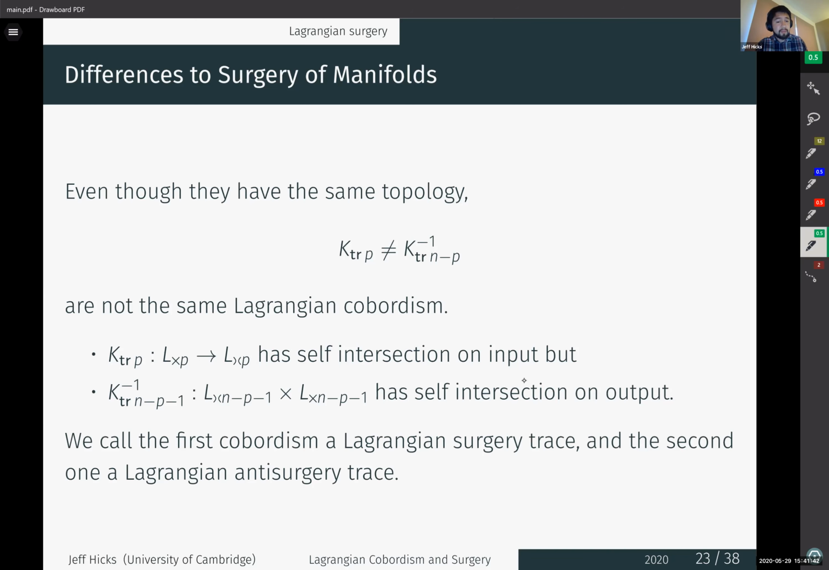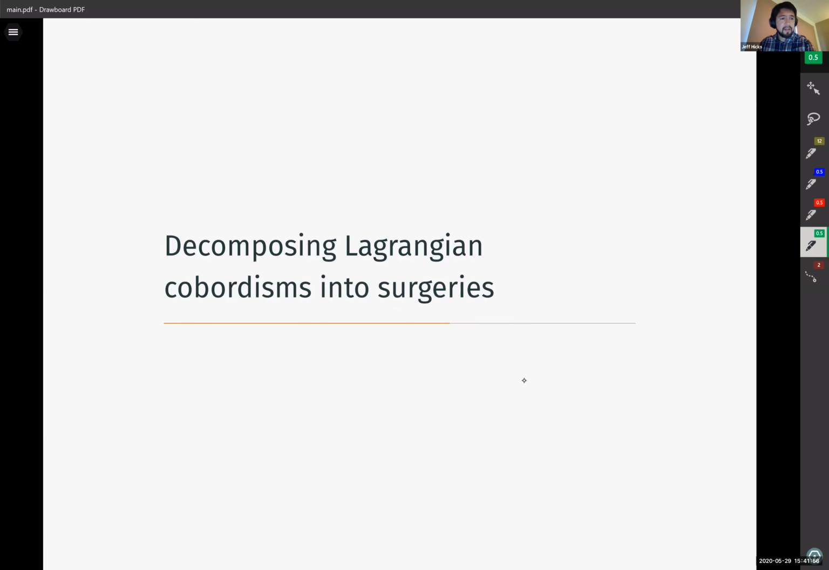So we'll call the first type of cobordism a Lagrangian surgery trace cobordism, and the second type of cobordism a Lagrangian anti-surgery trace. So now we have a whole bunch of different surgery operations and a whole bunch of different cobordisms. And the question is, is this enough to obtain all of the Lagrangian cobordisms?